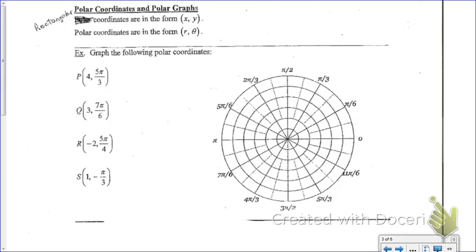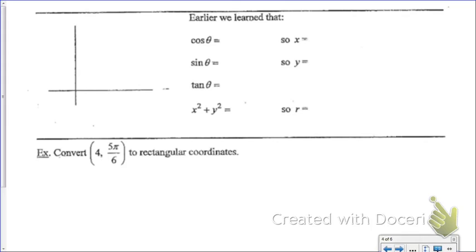So now what we're going to look at is how to switch between rectangular and polar coordinates. There is a way to switch back and forth between them, and what we're going to start with is a picture that we've actually looked at a lot.